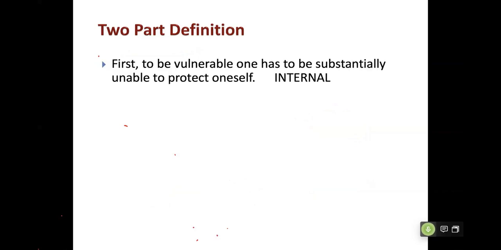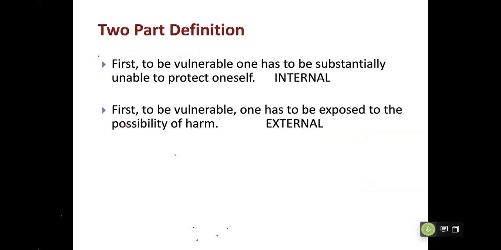So we actually have a two-part definition of vulnerability. First, to be vulnerable, you have to substantially be unable to protect yourself. But then there's an external part: you have to be exposed to the possibility of harm. Let's say I don't know how to swim very well, so I'm vulnerable. But as long as I don't go near water, I'm okay, right?